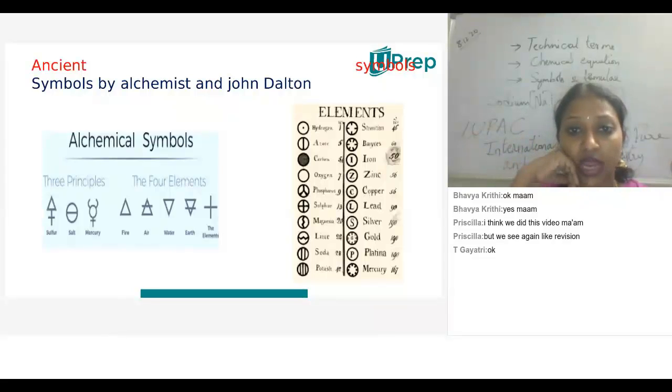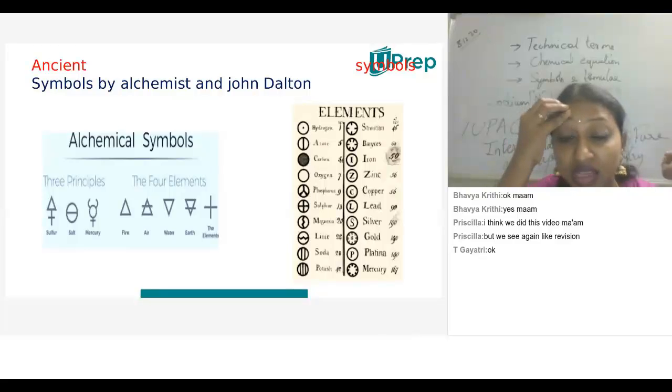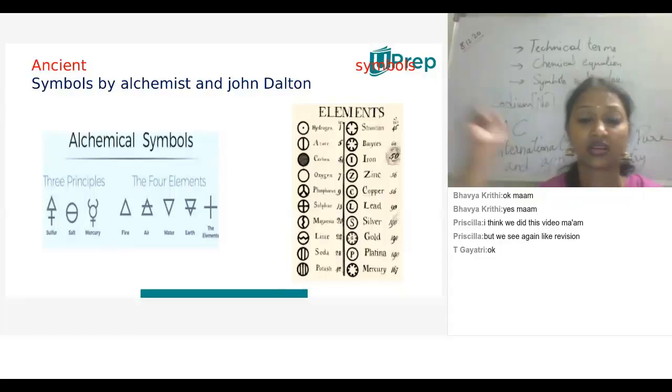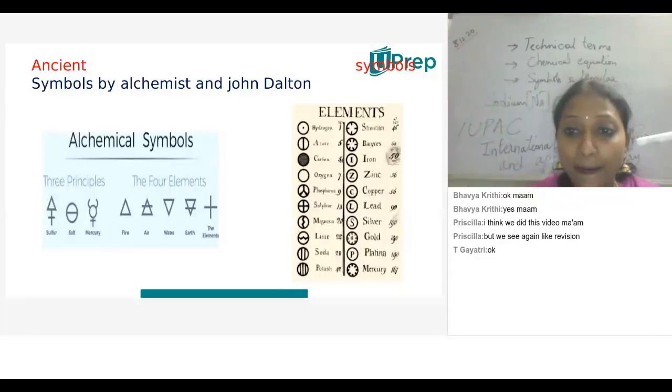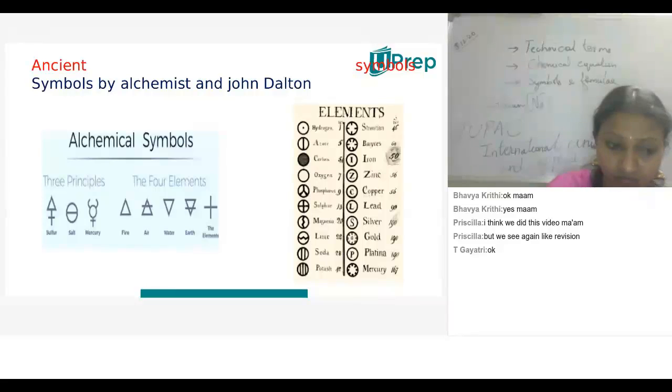Huh? Yes. Bhavya, you are saying something? Pardon? Bhavya? Are you texting? Ma'am, when writing the compound, it is really easy.